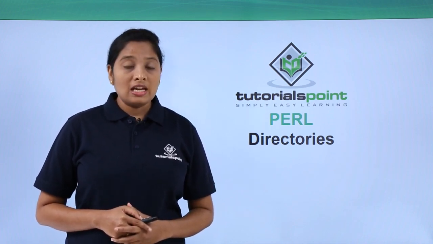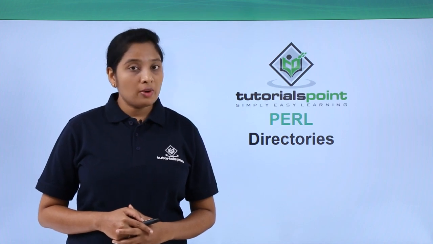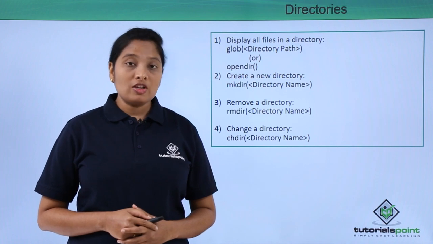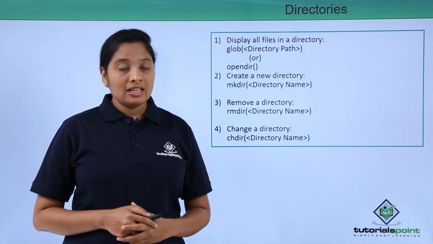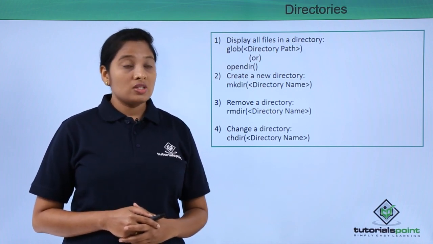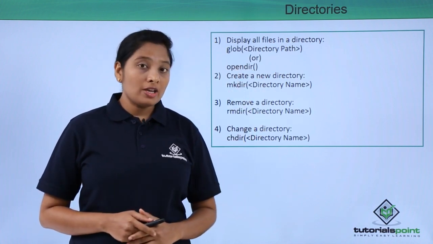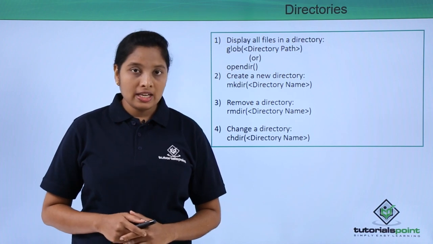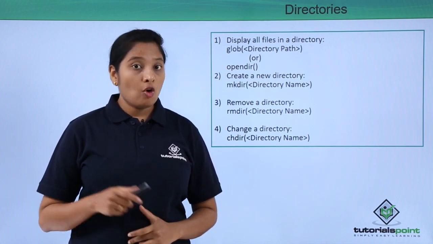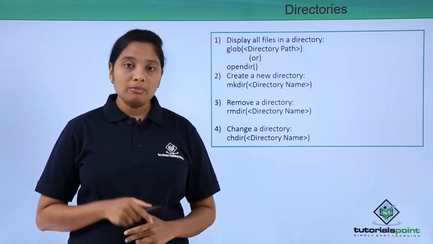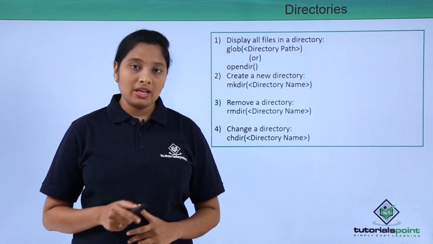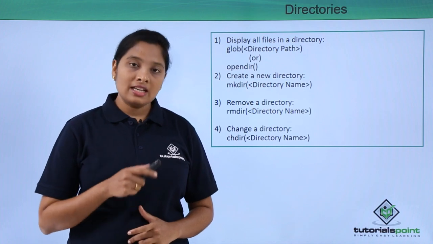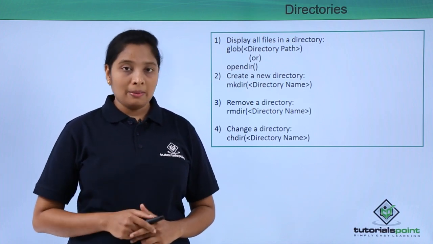In this video, let us discuss how to perform operations on directories. To display all the file names in a directory, there are two ways: by using a glob function or by using opendir function. To create a new directory, use mkdir followed by the directory name. To remove a directory, use rmdir. To change the path of your directory, use chdir followed by the path name.